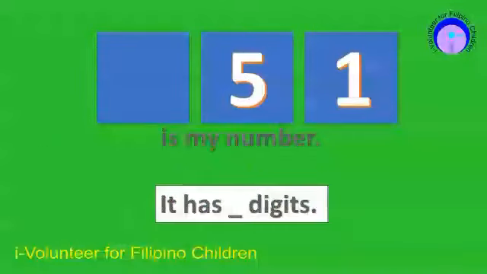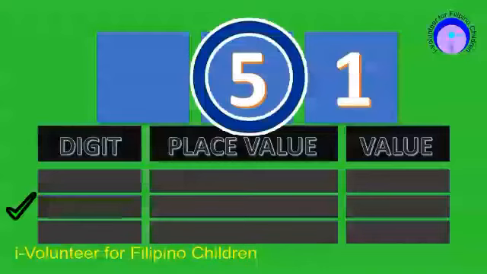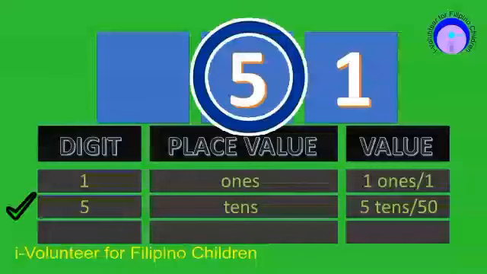What is your number? How many digits does your number have? 51 is my number, and it has 2 digits. What digit do you have? What place value does it belong to? What is the value of your digit? Digit 5 is in the tens place, and its value is 5 tenths or 50.